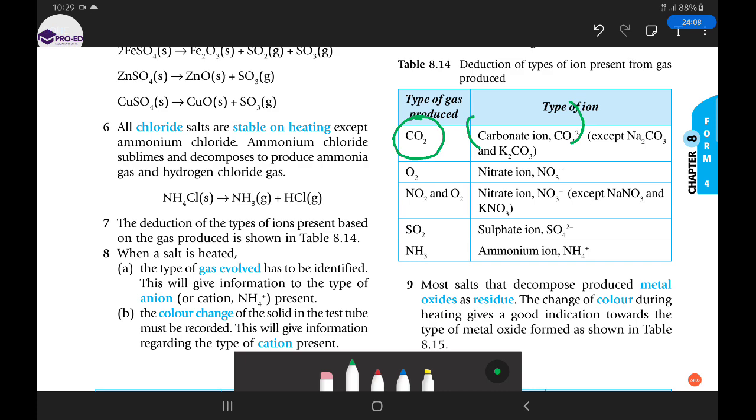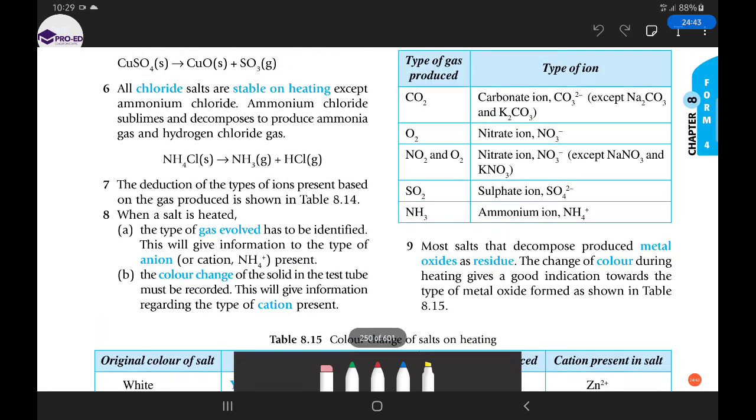If it didn't produce carbon dioxide gas, then that means it's not a carbonate salt, unless it was what? Sodium and potassium carbonate, because even though they are carbonate salts, when you heat them up they're extremely stable. They will not produce carbon dioxide. So if there's no carbon dioxide produced, it's either not a carbonate salt, or if it is, then it's a sodium or potassium carbonate salt. Do take note.